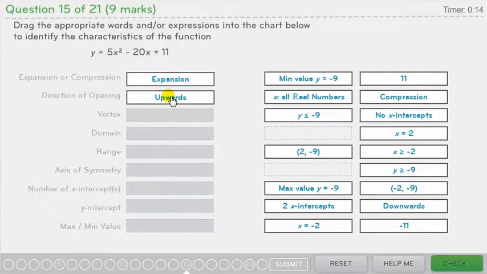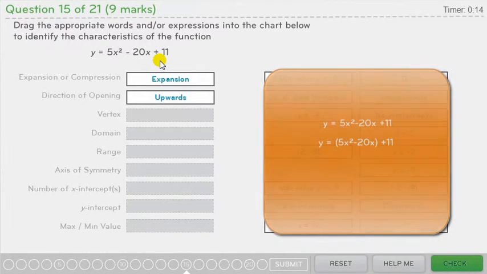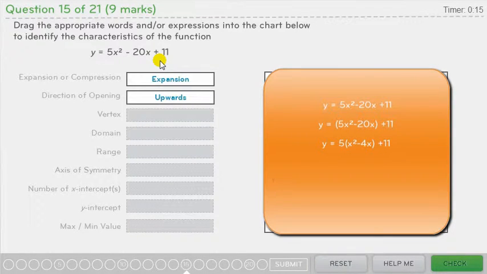Now for the vertex. Well, this equation is written in general form, which does not help us determine the vertex. So we need to complete the square and put it into vertex form. So our steps for completing the square are first to isolate our variables by moving that positive 11 to the outside of the brackets. Then we need to factor off the positive 5. When we factor off the positive 5 inside the brackets, we're left with x squared minus 4x.